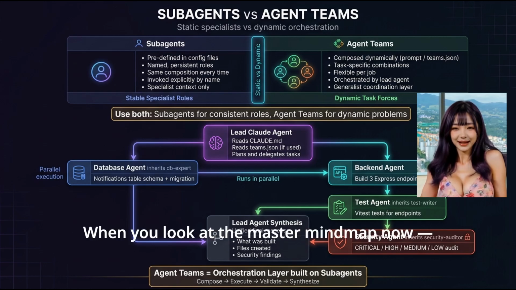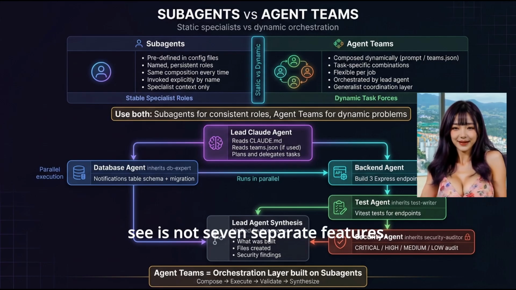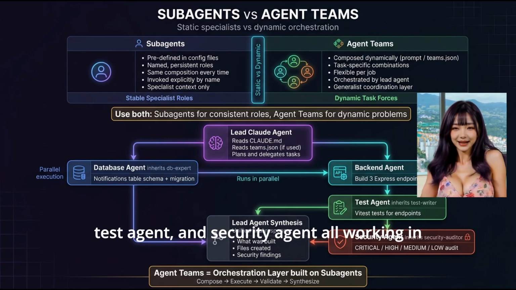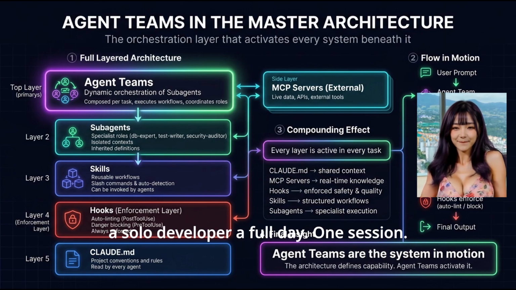When you look at the master mind map now, after having built all 7 layers, what you see is not 7 separate features. It is one coherent system where each layer amplifies the ones around it. 1. Complete feature in one session: database agent, backend agent, test agent, and security agent all working in parallel on a feature that would otherwise take a solo developer a full day. 1 session. 1 clean summary at the end.